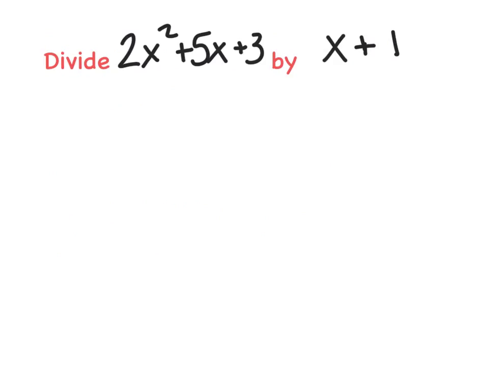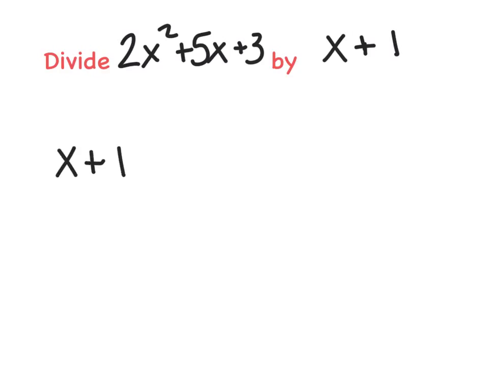All right, we're ready to get our feet wet. Divide 2x squared plus 5x plus 3 by x plus 1. So we're going to set it up like a long division problem. The first thing I want to say to myself is I'm dividing by x plus 1, so I'm going to put that out front.